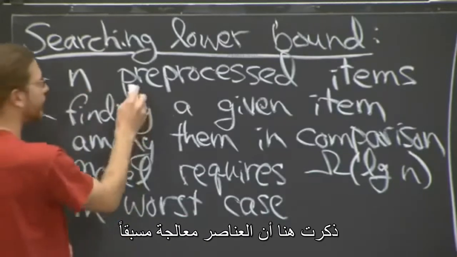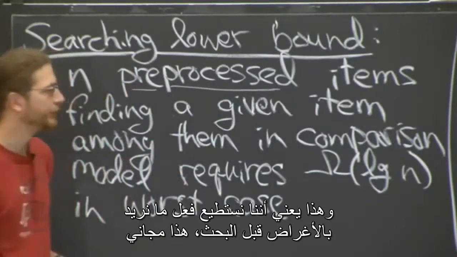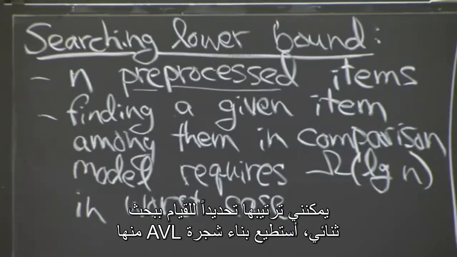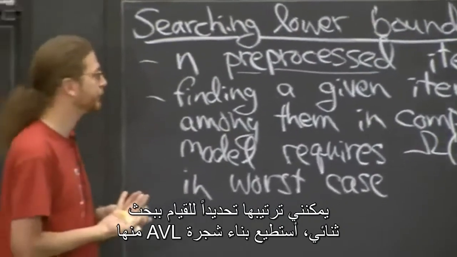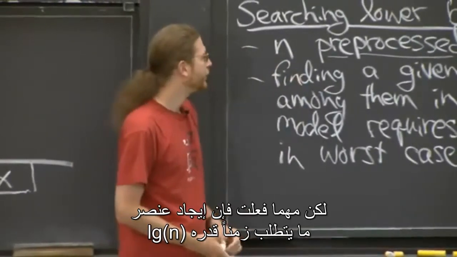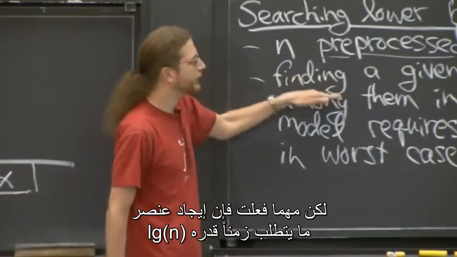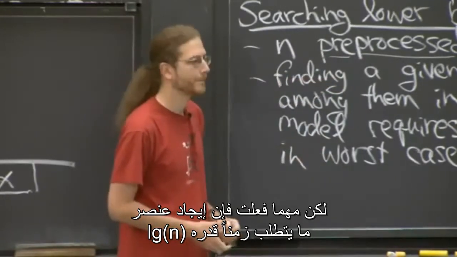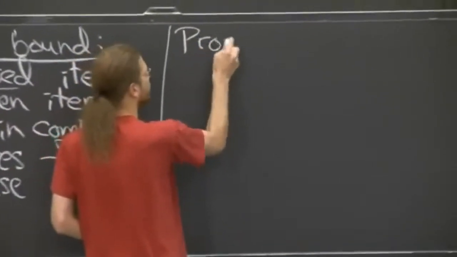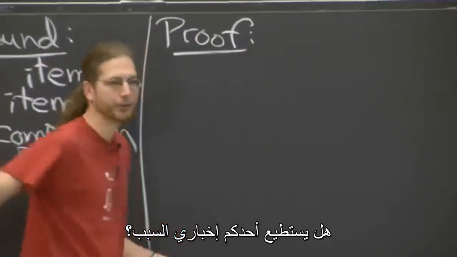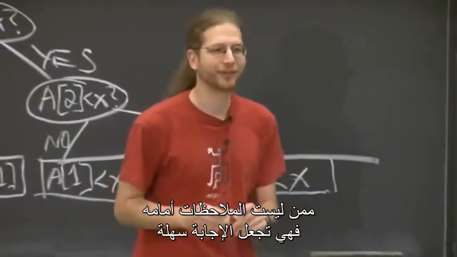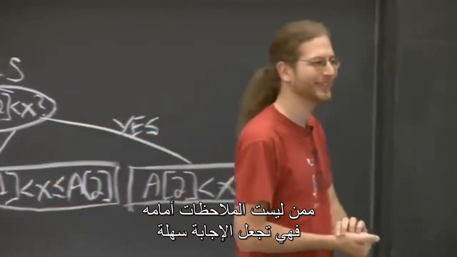I mentioned here that the items are pre-processed to mean you could do whatever you want with the items ahead of time. That's for free. So I can sort them in particular, which lets me do binary search. I could build them into an AVL tree. I could do lots of things. But no matter what I do, to find another item takes log n time. Can someone tell me why? Who doesn't have the lecture notes right in front of them? That would make it easy.